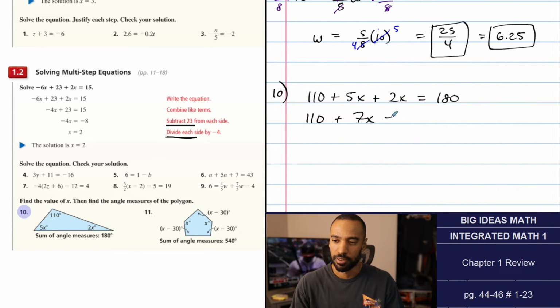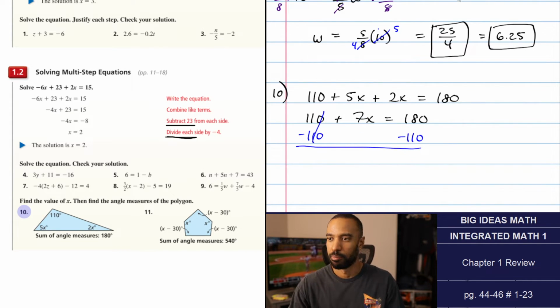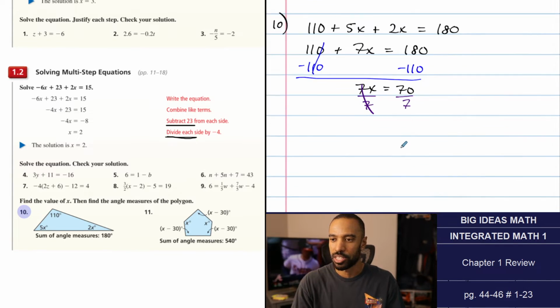5x plus 2x is 7x. And now we'll solve by getting the variable term by itself, and then after that, getting the variable by itself. So this is 7x equals 70. And if you divide both sides by 7, you get x equals 10.